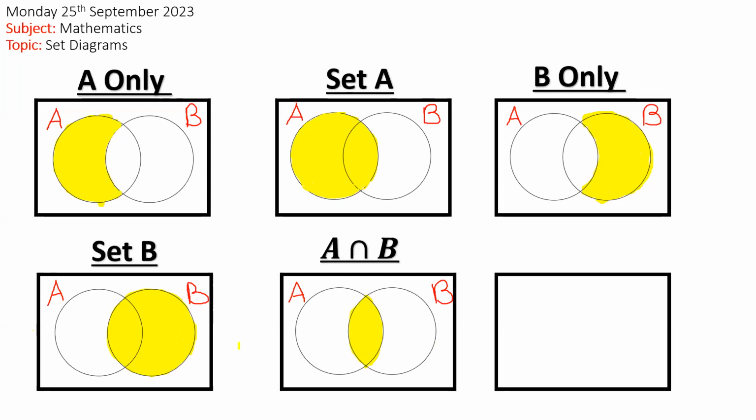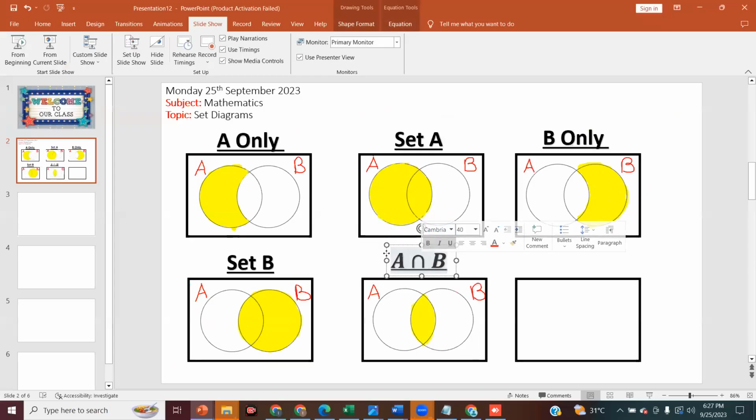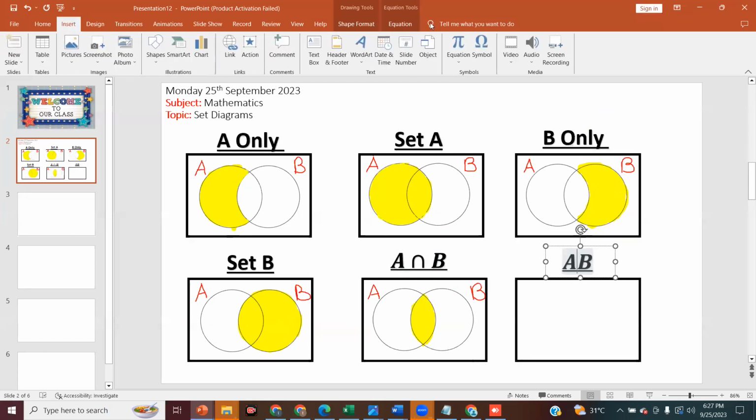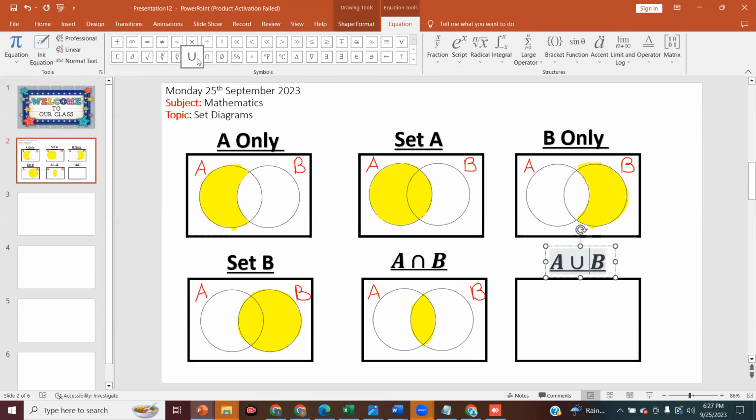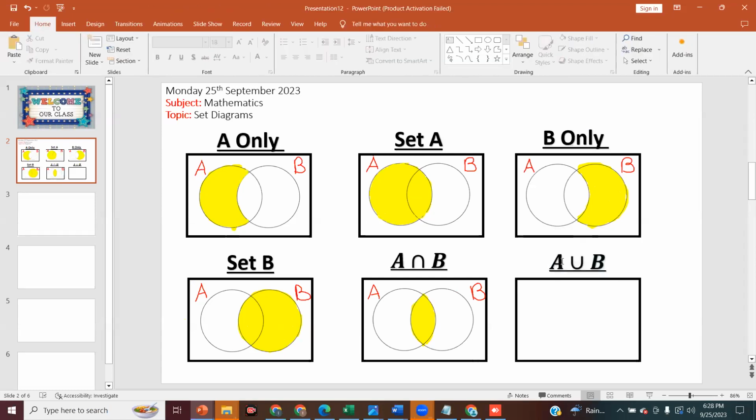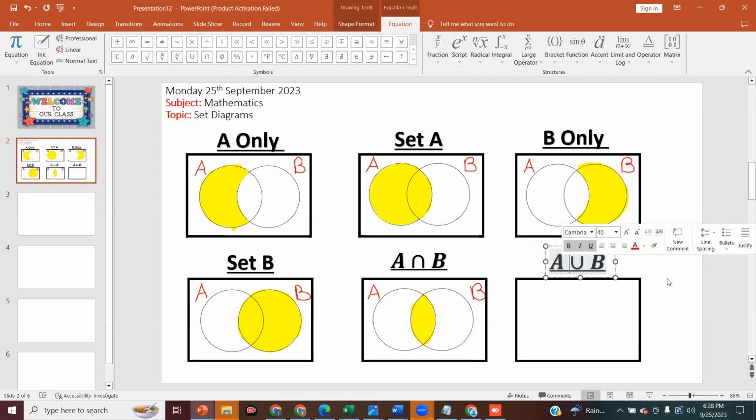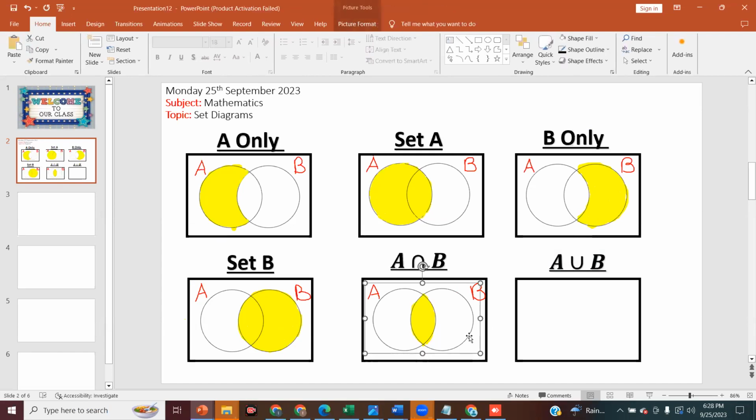All right, so let's move on to another one. What if we have this one? It's going to be this symbol. What does this symbol mean? Union. Someone said universal? No. Union. Very good. A union B.